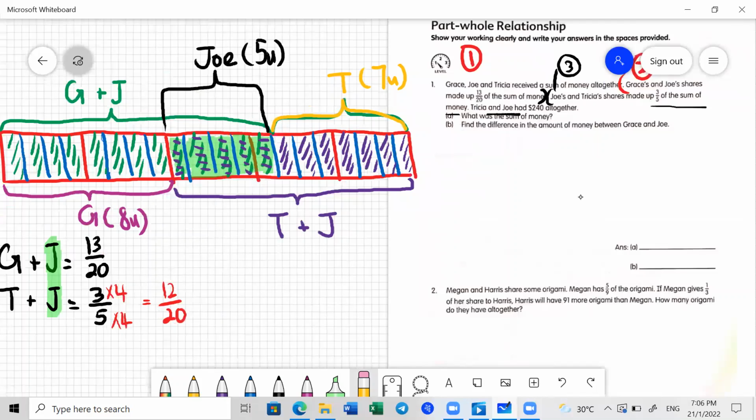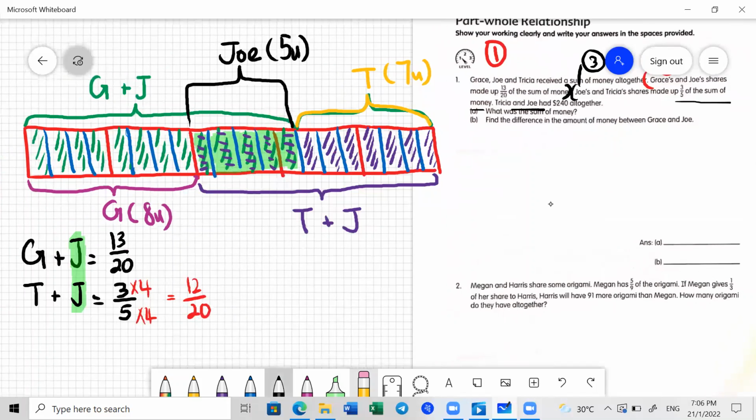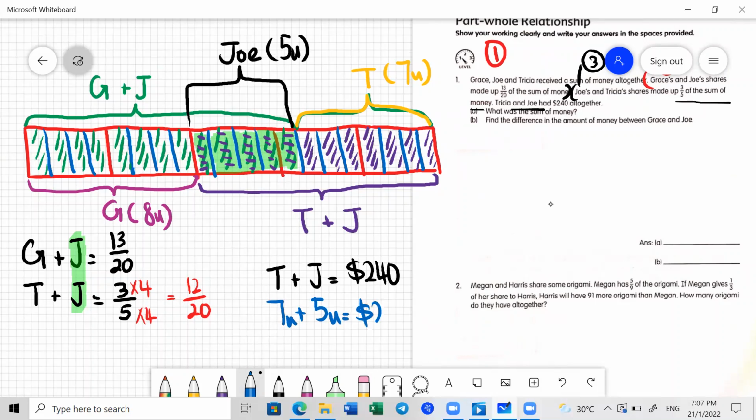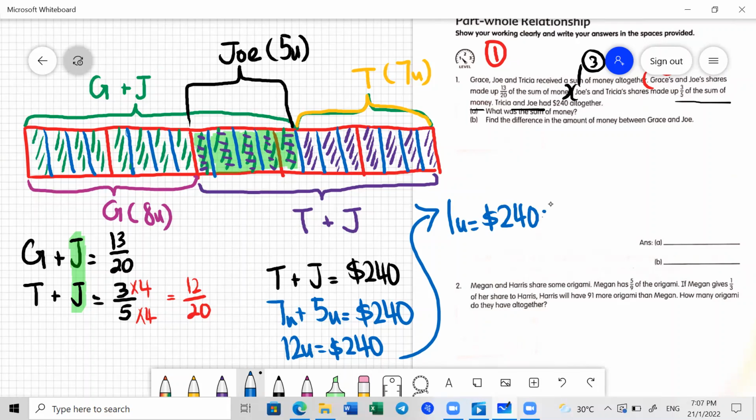Trisha and Joe had $240 altogether. So they are saying that Trisha plus Joe equals $240. Can you see that? So therefore, in order for me to find what is $240, I just throw in the units. 7 units plus 5 units equals $240. Understand? 12 units equals $240. What do I want to do? I always want to find my Mr. Green Man. My Mr. Green Man says 1 unit equals $240 divided by 12.